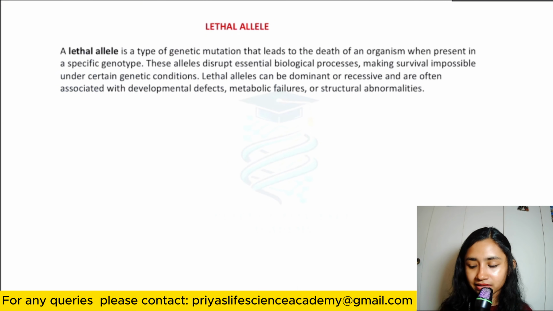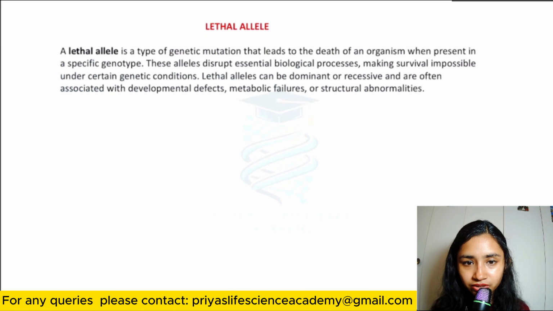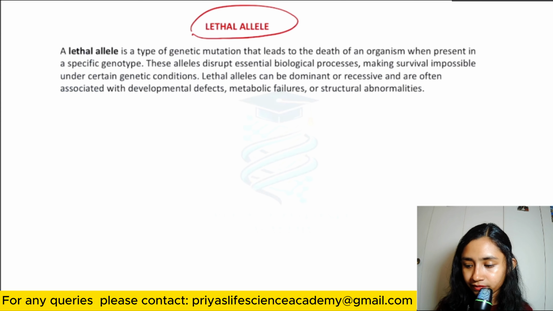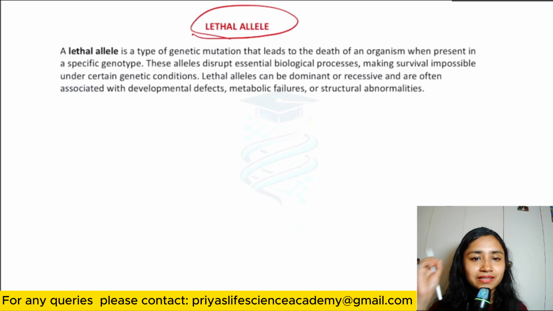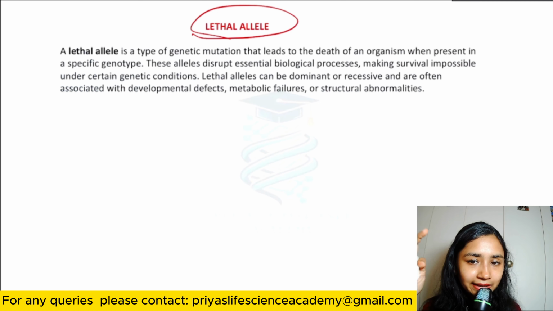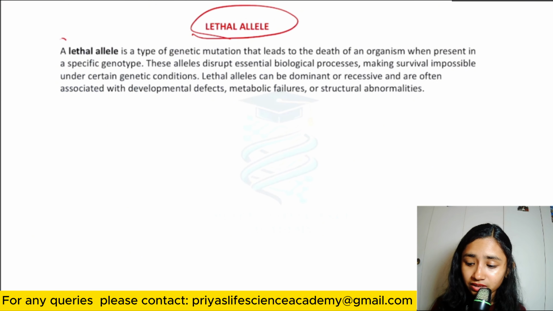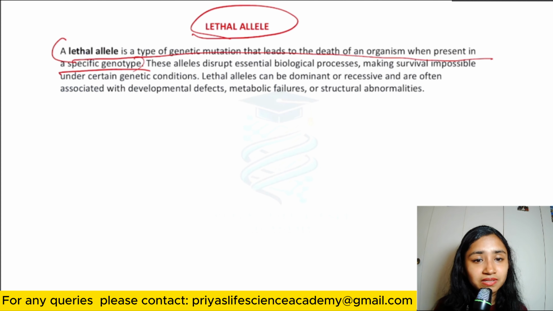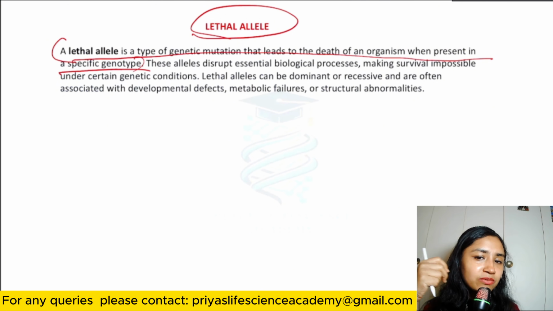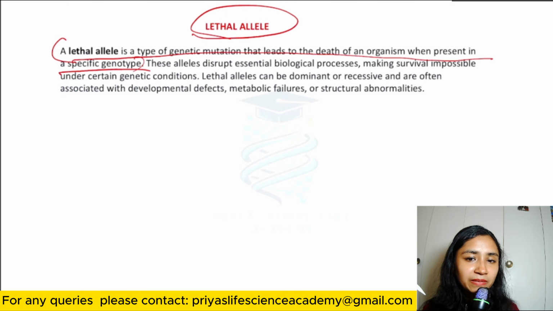Now coming to the last part, the last variation, that is the lethal allele. It's very important. A lethal allele is a type of genetic mutation that leads to the death of an organism when present in a specific genotype. It's very important. Lethal allele, when present in a specific genotype, can cause death. Okay, these alleles disrupt essential biological processes. By the name you can understand lethal allele. Lethal means death. They can affect many biological processes, making survival impossible under certain genetic conditions.